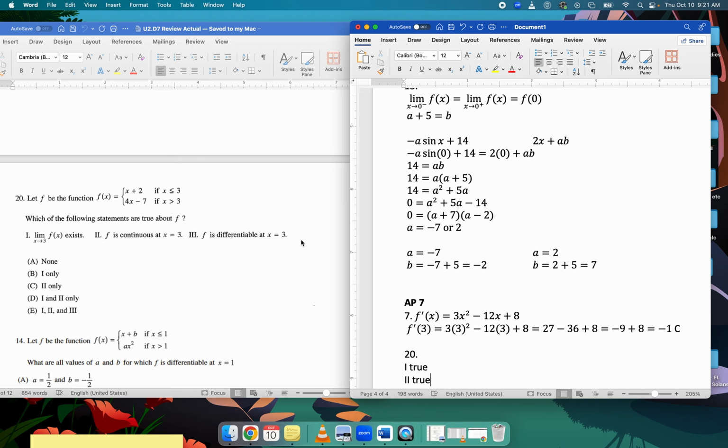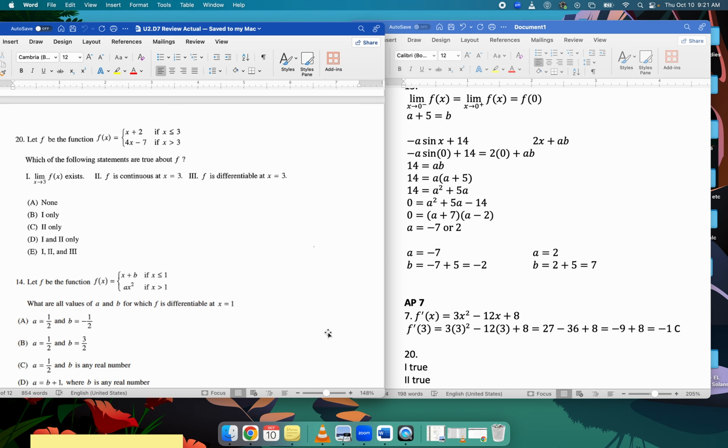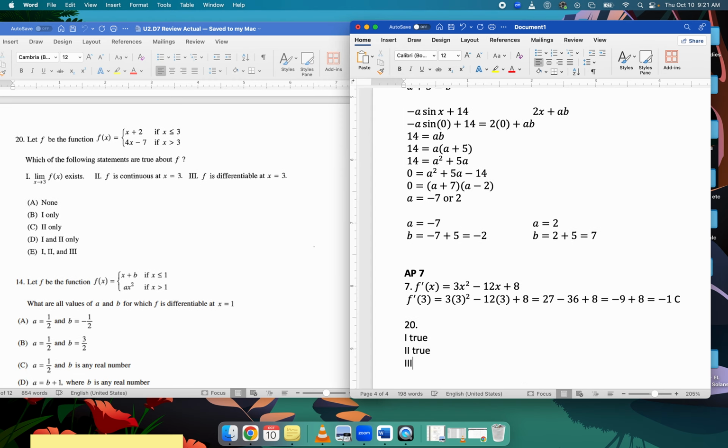Is it differentiable? Well, you have to check the slopes. On the left, the derivative is constantly 1, so the slope is definitely just 1 at 3. It's always 1 on the left. But the slope is 4 on the right, right? So the slopes don't match. So 3 is false. So it's just 1 and 2. So 1 and 2 only, that would be choice D.